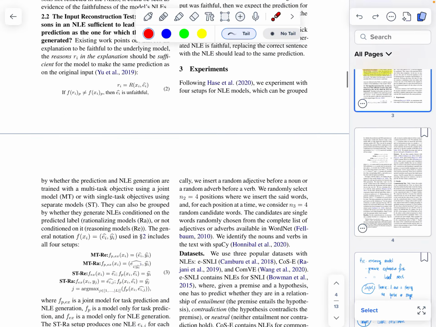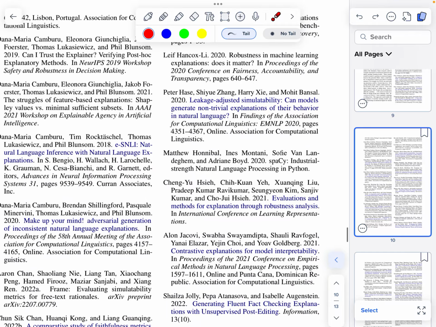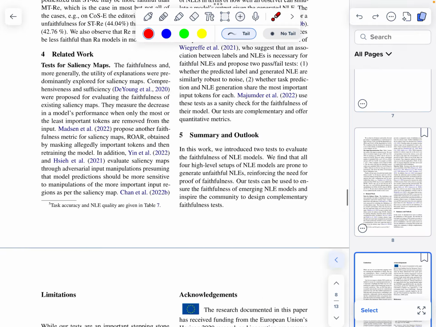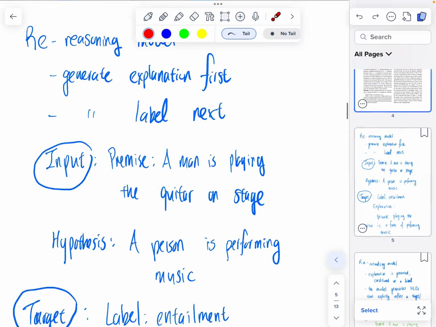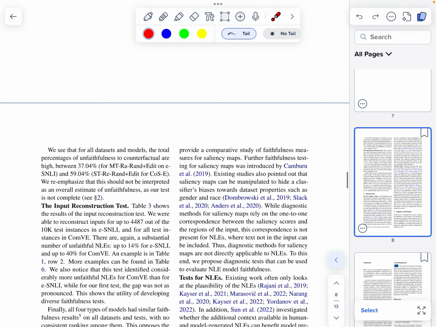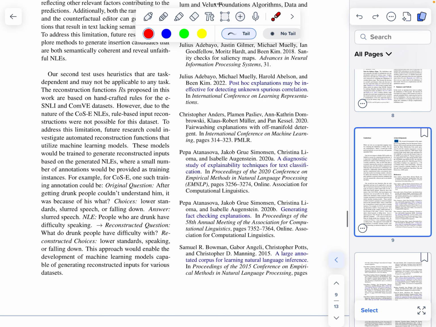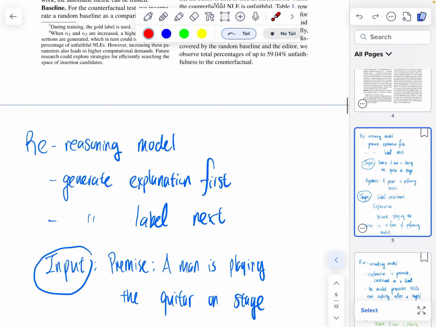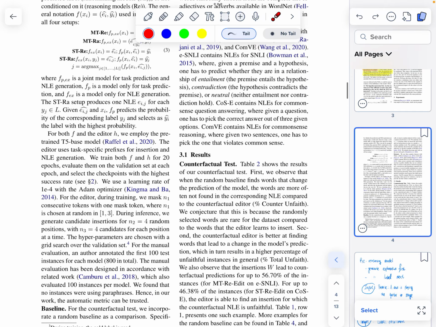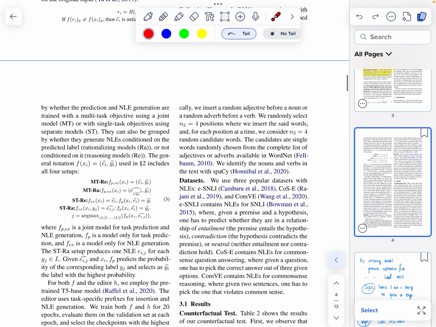They have 4 different variations. Well, they have 2 types. You have a joint model MT, or a single task using separate models ST, right? You have rationalizing models and reasoning models, RA and RE, right?